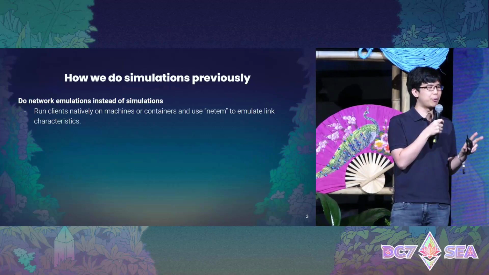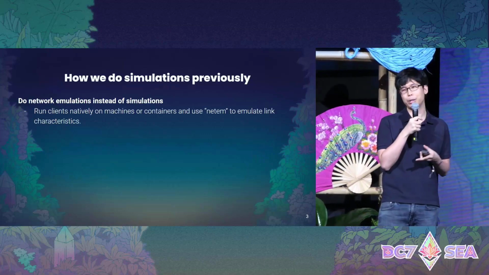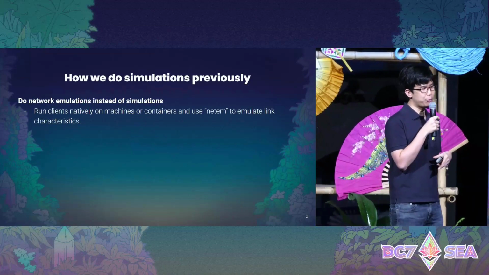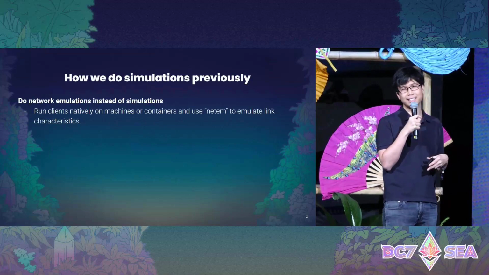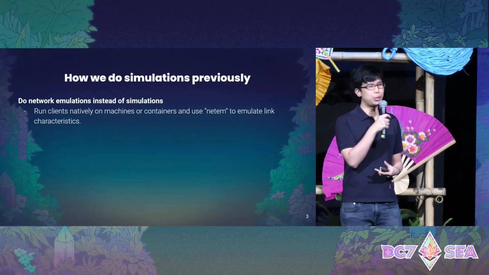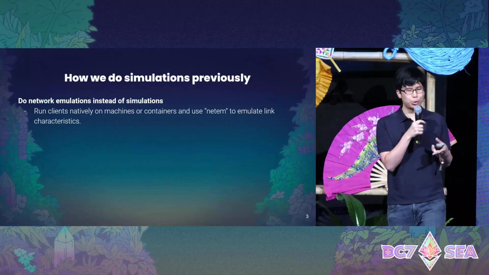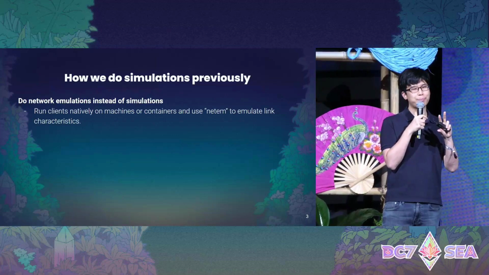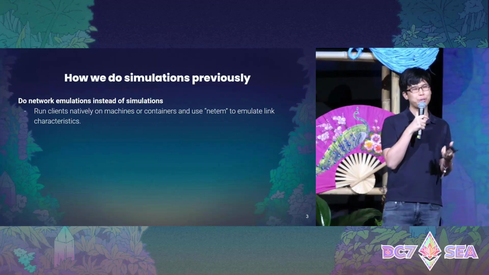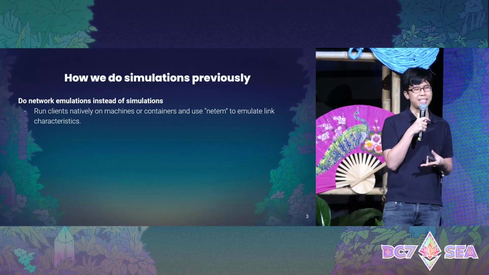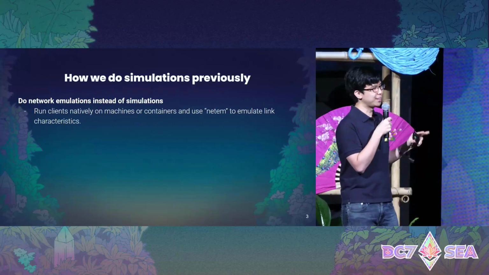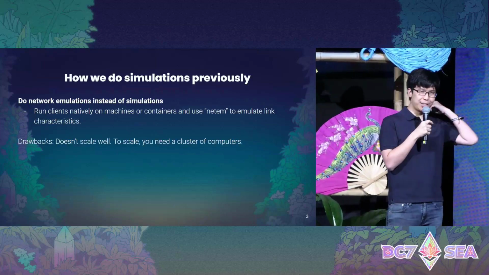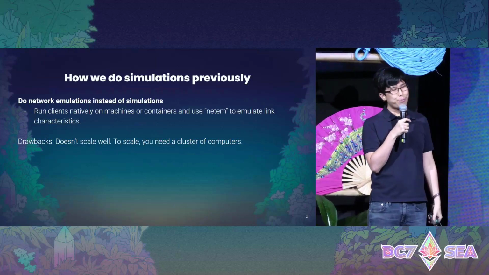Before talking about how we do the simulation, I want to talk about how we did the simulation previously. What we usually did is run the client inside a physical machine, and then use something like NetEm to emulate the link. Maybe you want some bandwidth limit on your link, you just use NetEm, or maybe you want some latency, you just use NetEm, and you just run it in the physical machine. And that doesn't work, right? Because it doesn't scale really well.